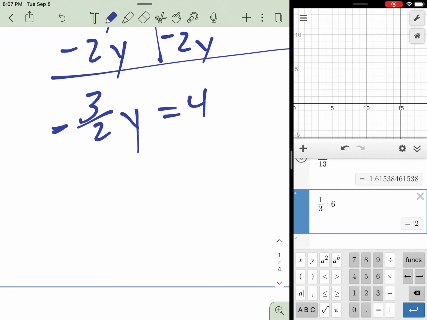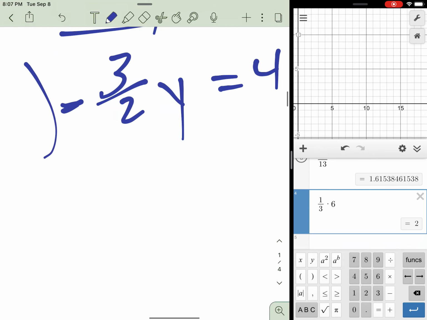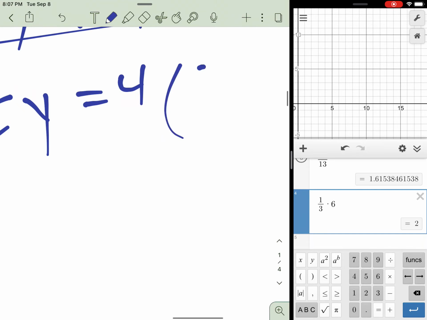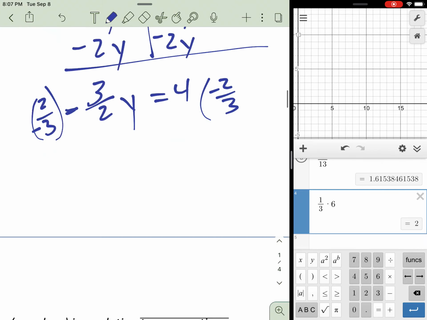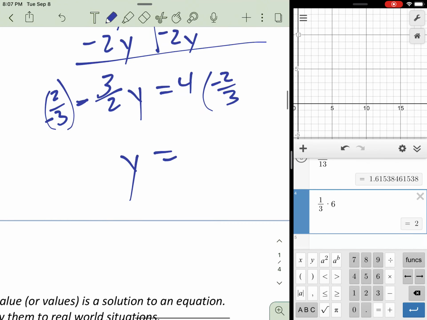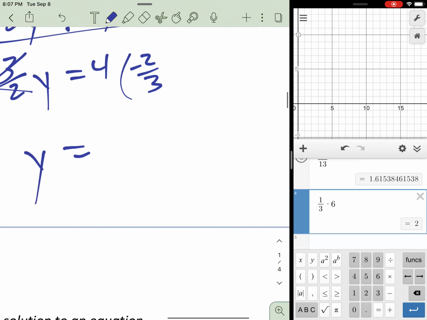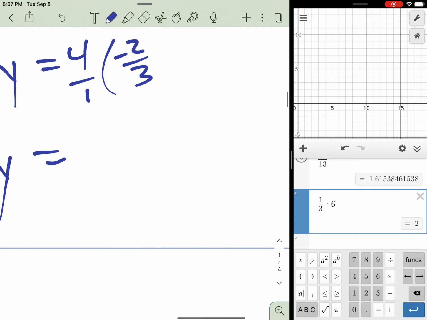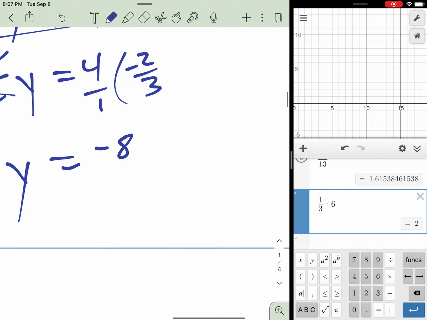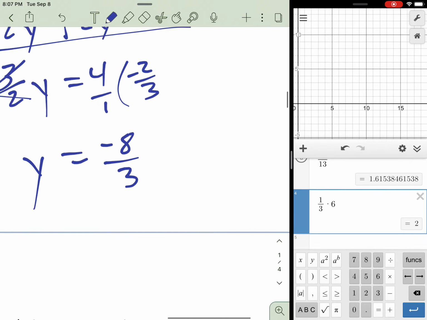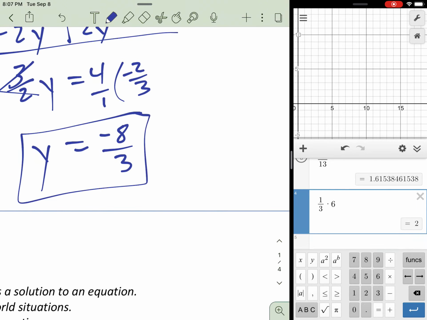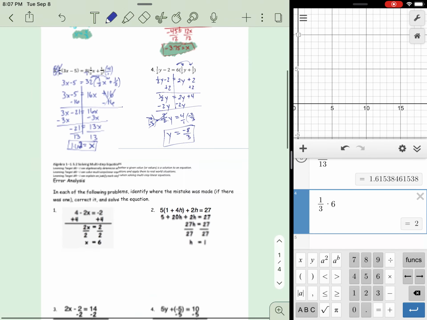Okay, just like yesterday, we have a fraction out front. We're going to multiply by the reciprocal. So negative 2/3 multiplied by negative 2/3. So y equals, this cancels out. This is over top of 1. 4 times negative 2 is negative 8. 3 times 1 is 3. Okay, and I'm good with that. You can just leave it there. You don't have to calculate that.